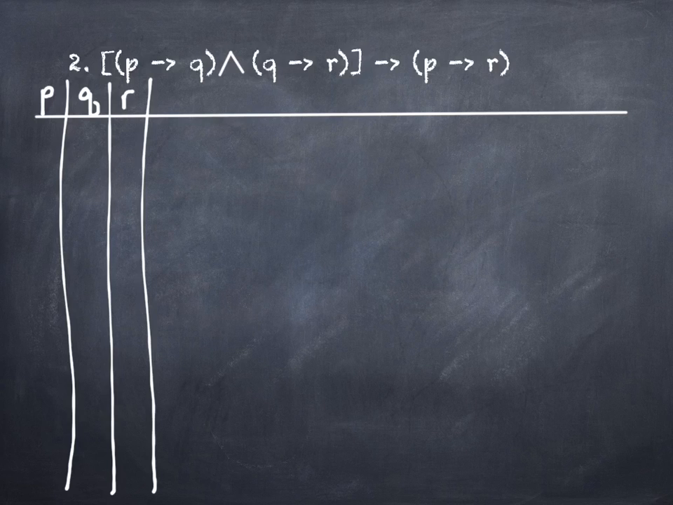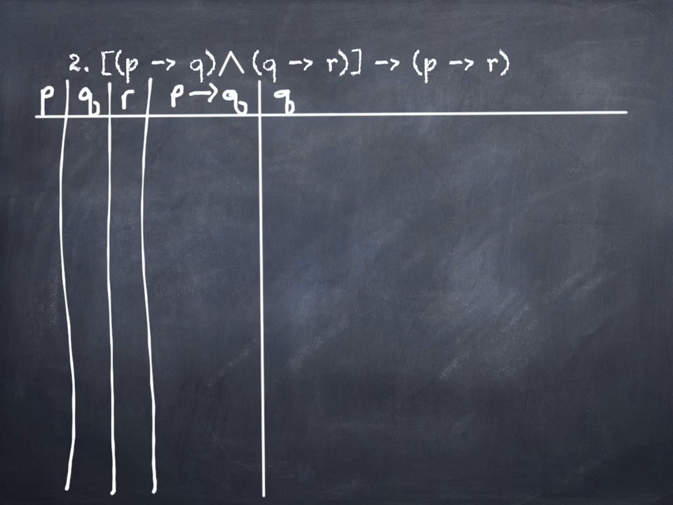All right, after my P, Q, and R, what else do I need? Do I need tildes on this one? No tildes. That's kind of nice, right? Okay, now you see lots of parentheses, don't you? And I need a column for each one of those parentheses. Which one would you like to start with? First one, P arrow Q, sounds like a good place to start. All right, then what?